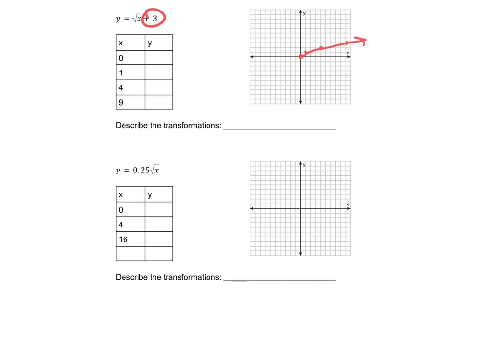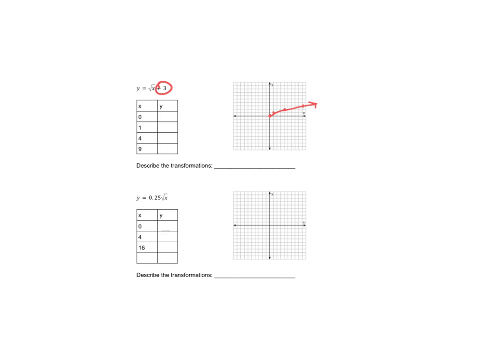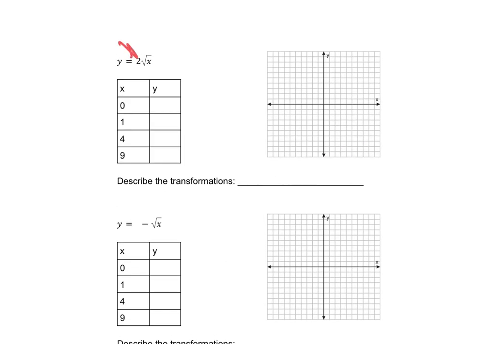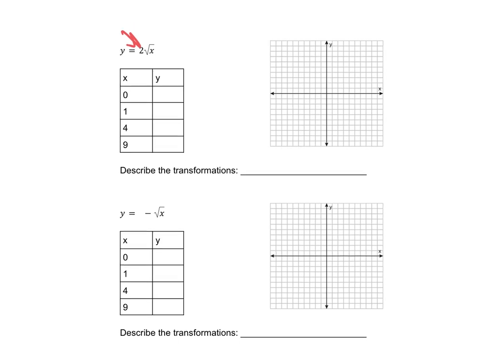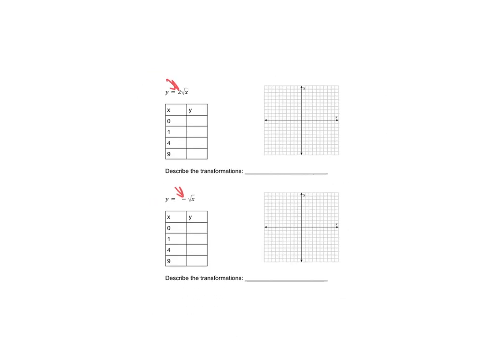Again, this one has a decimal out in front that you're going to need to figure out what that actually does to your graph. This one has a whole number out in front. What's that going to do to your graph? This one has a negative out in front. What's that going to do to your graph? Every one of these should have the parent function and the new graph on the coordinate plane, okay?